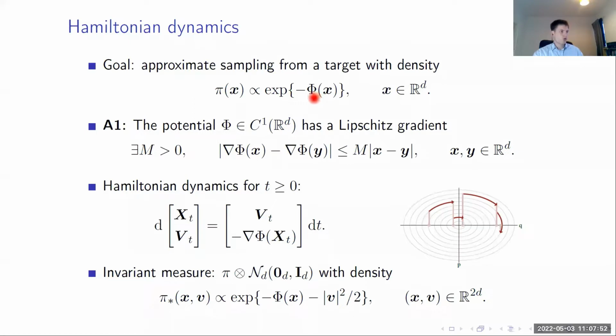Okay, so we are going to assume that this function phi is actually smooth. It's differentiable, and its gradient is Lipschitz smooth. Right, and we are going to focus on one particular method, an approximate sampling method for sampling approximately with respect to pi, that is built upon Hamiltonian dynamics.